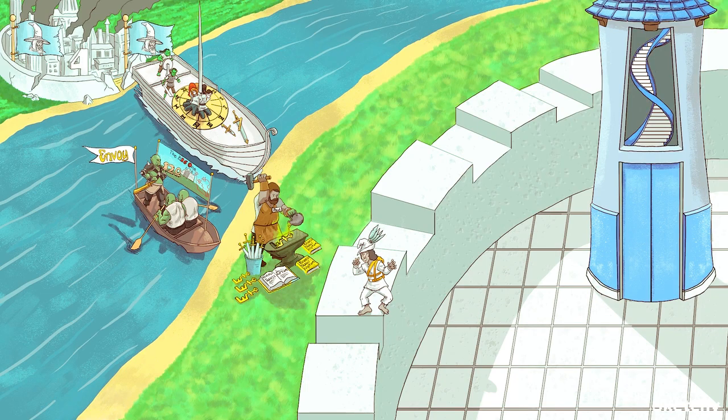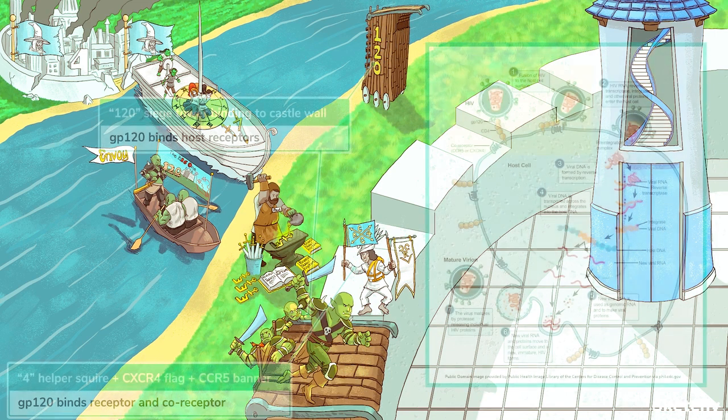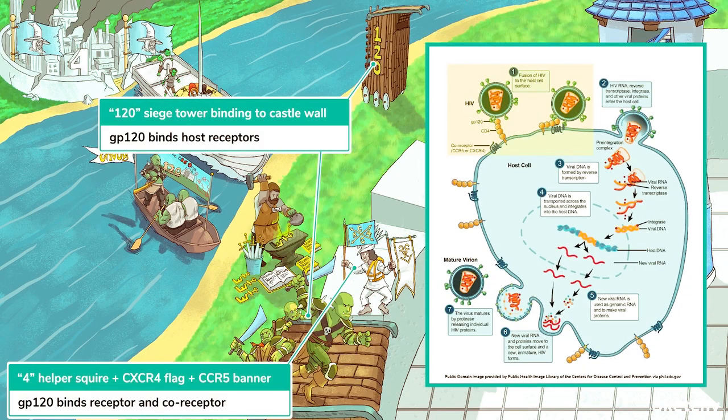The outer wall of the castle will represent our defending host cell membrane, and it looks like this battle is about to heat up. Entry into a host cell is mediated by the HIV's envelope glycoproteins. This starts with the attachment of GP120 to receptors on the host cell surface. GP120 binds to both the primary receptor, CD4, and the chemokine coreceptor, CCR5 or CXCR4.